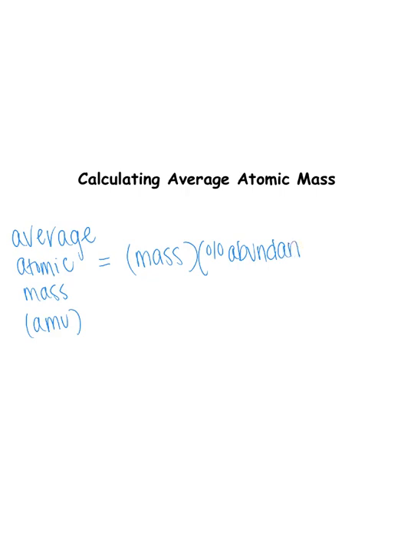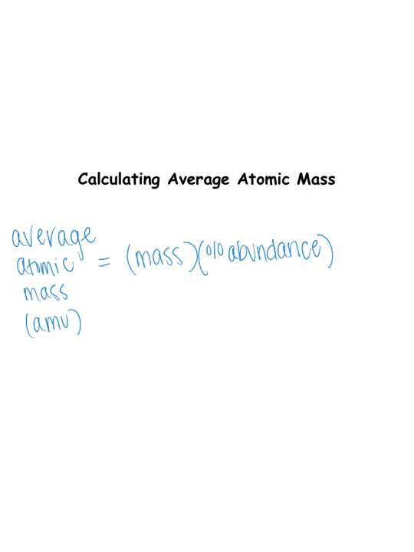Now, the percent abundance tells you how commonly occurring that isotope is. If you have a high percent abundance for that isotope, such as maybe 80%, that means that 80% of all of the atoms of that element are that particular isotope with that unique mass associated with it. Whereas if you have a low percent abundance, such as only 5%, then only 5% of the atoms of that element are of that particular isotope.